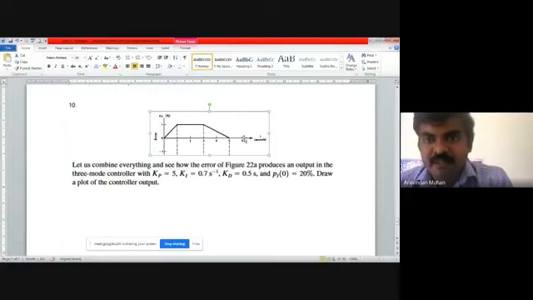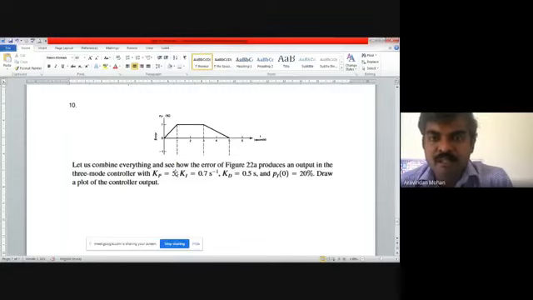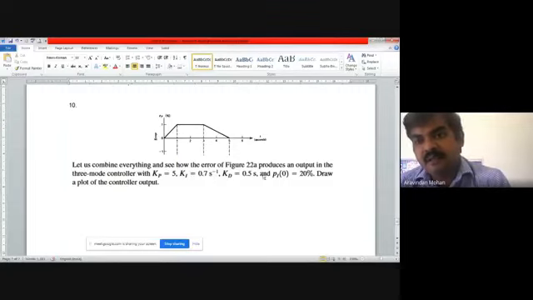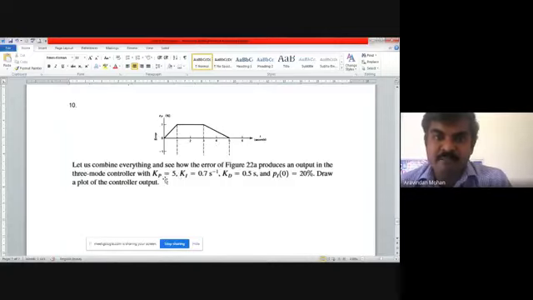Now let us take this same error graph and try it for a PID controller. Here the problem has been given to us. Let us combine everything, all the three modes which we have discussed so far, that is P mode, I mode, and D mode, and see how the error of this figure produces an output in the three mode controller. This three mode controller is nothing but the PID controller.